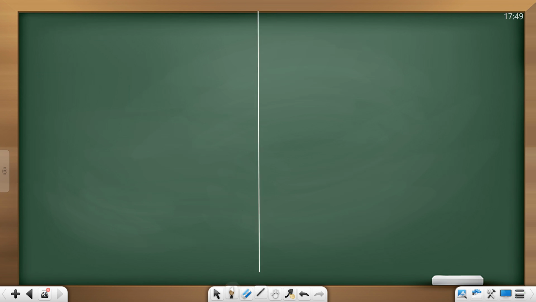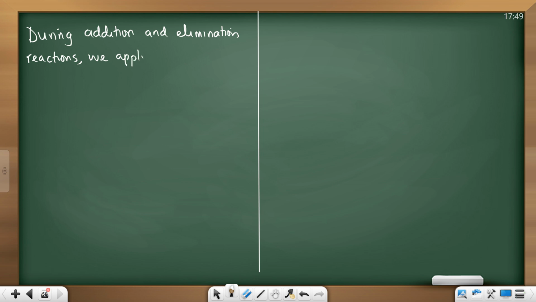Okay. During addition and elimination reactions, we apply Markovnikov. That's my uncle. Markovnikov. It's a Russian. Markovnikov and Zaitsev rule.